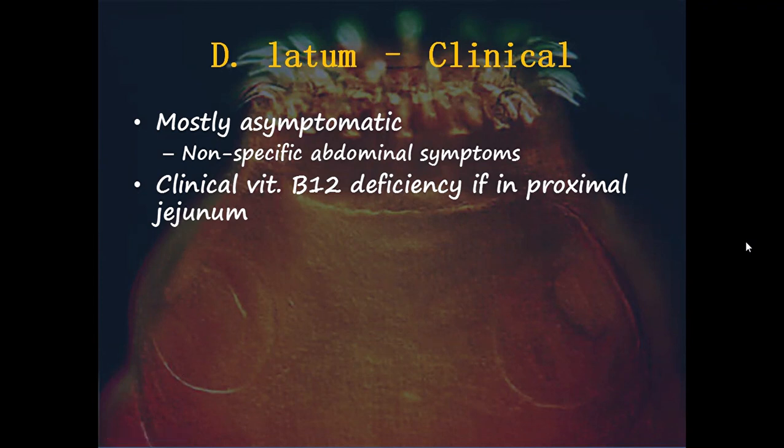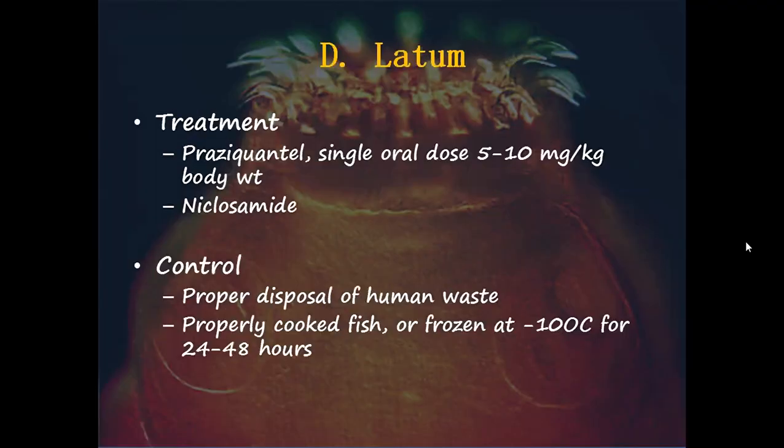In infections that are very heavy, you can have clinical vitamin B12 deficiency, especially if your organism is found in the proximal jejunum, because it competes for B12 absorption in that area. Okay. So the proximal jejunum will now present with B12 deficiency or pernicious anemia in latum infections. Okay, so how do we treat?